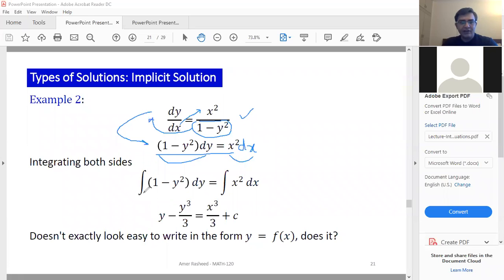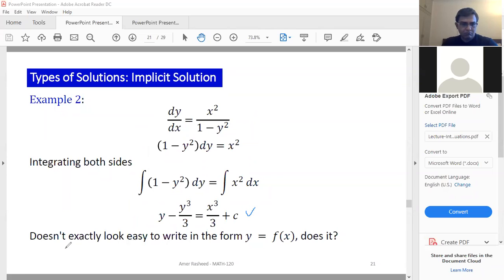Now if we integrate the left hand side with respect to y and the right hand side with respect to x, after integration we have the integral of 1 is y, and the integral of y square is y cubed by 3. Similarly, on the right hand side, the integral of x square is x cubed by 3 plus c. So this is the solution of the given differential equation. And we cannot express this solution as a function of x. So this is an implicit solution.